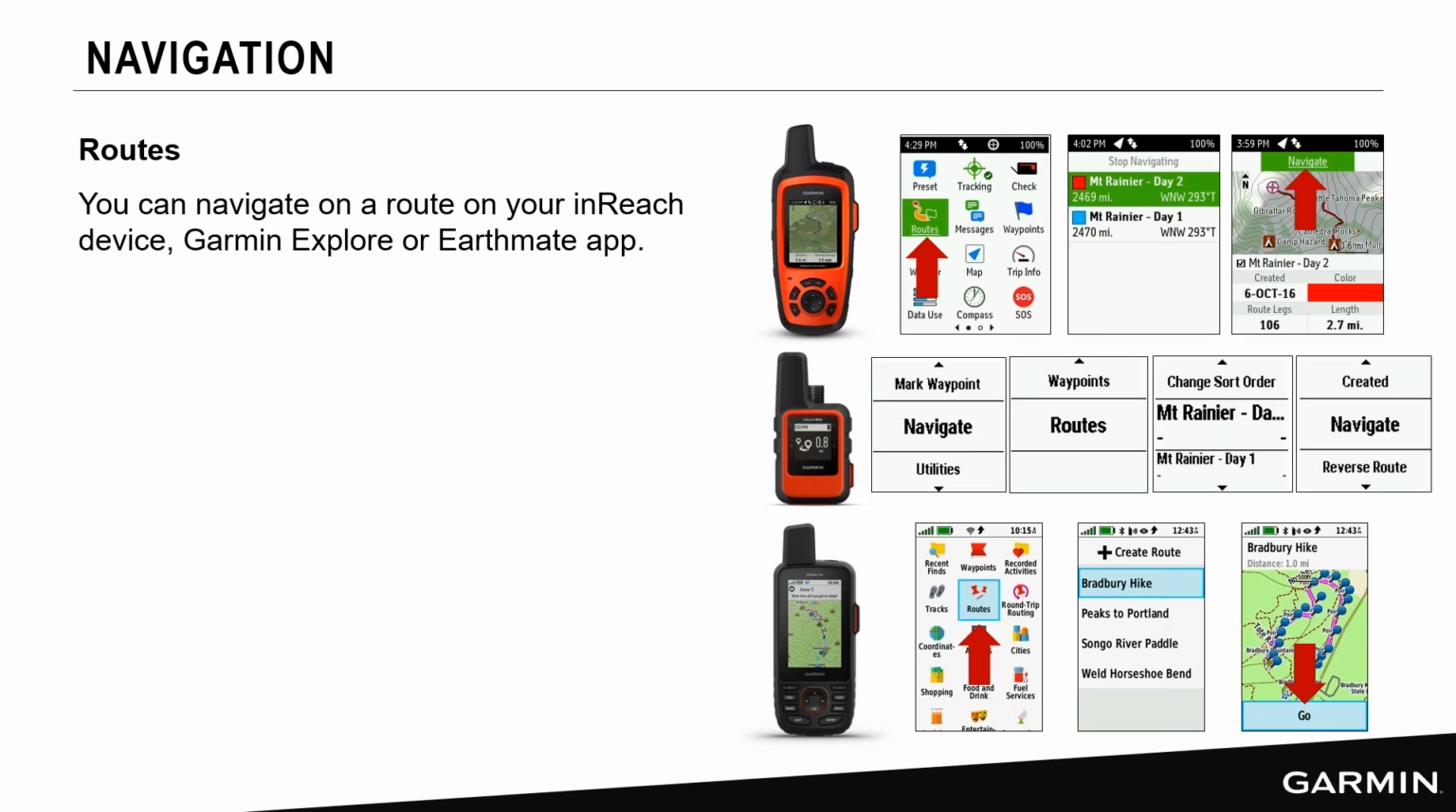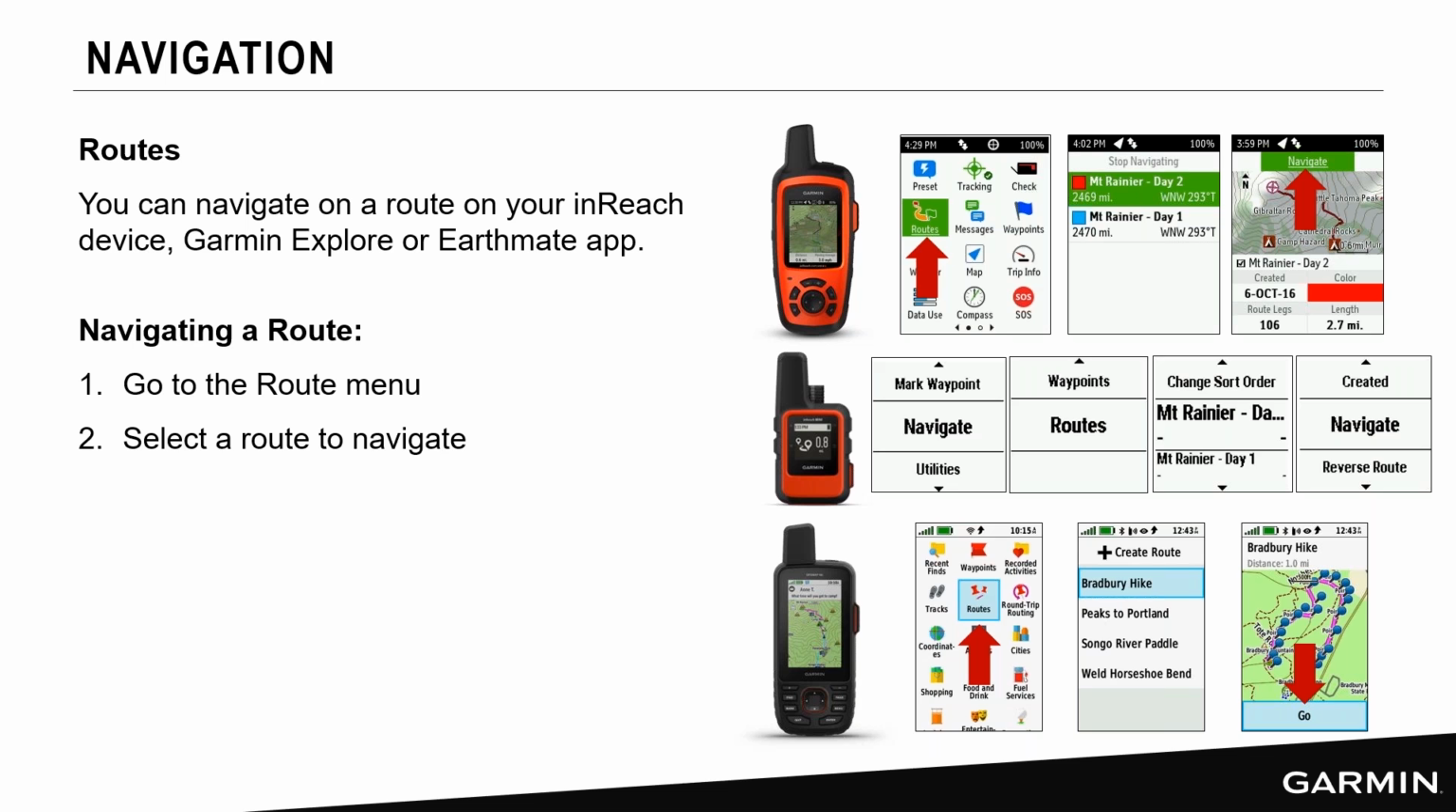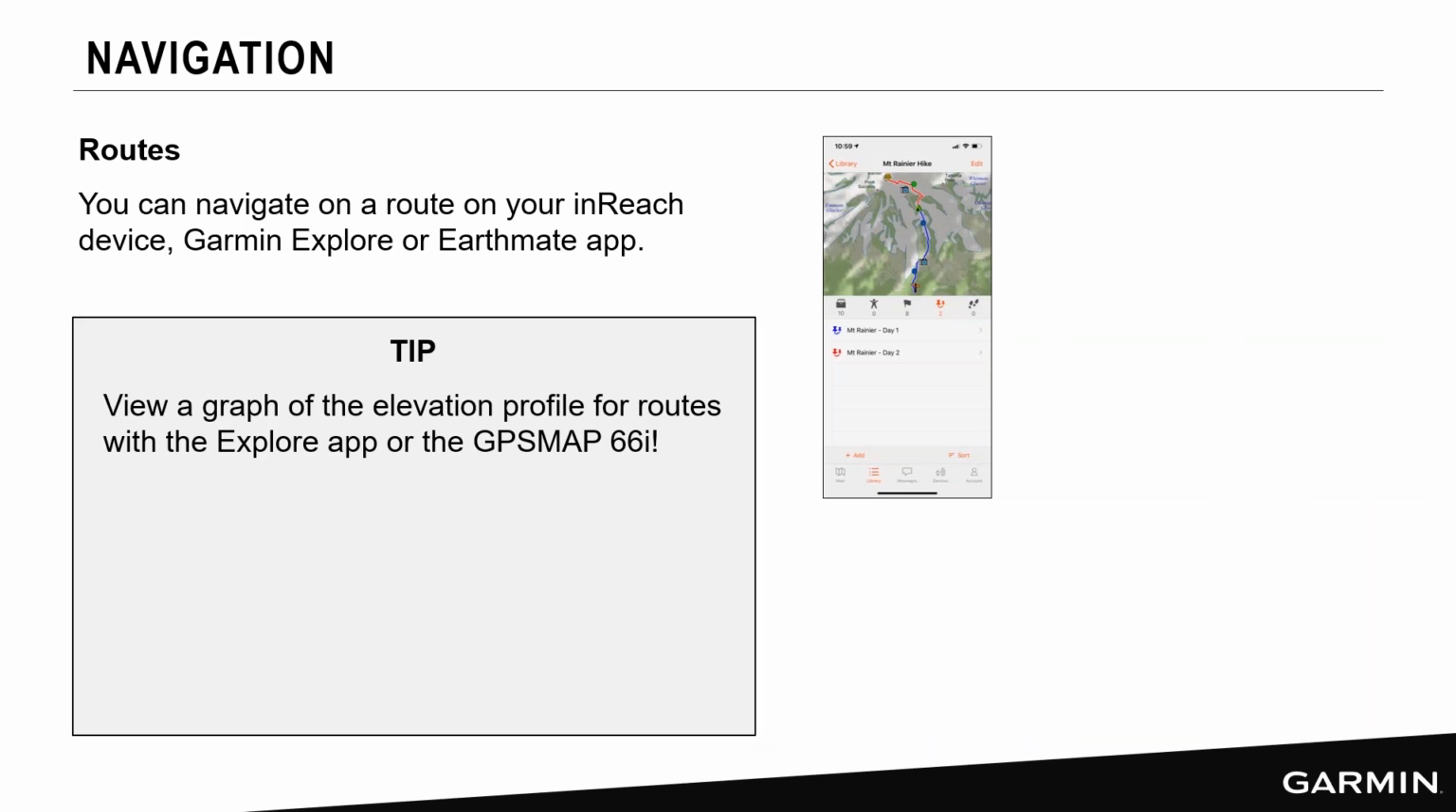So for navigation, we created our routes in the Explorer website ahead of time, and then you can use those on the device. Go to the route menu, choose the route that you want to follow, and hit navigate. Pretty straightforward, and you see Explorer Plus, Mini, and 66i how to do that navigation process.